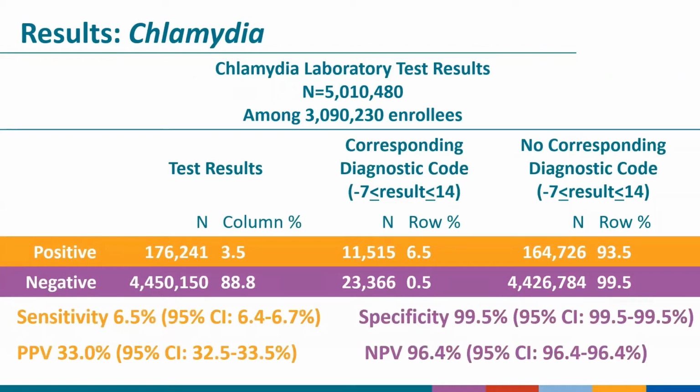The chlamydia diagnostic codes had a sensitivity of 6.5%, specificity of 99.5%, positive predictive value of 33%, and negative predictive value of 96.4%.